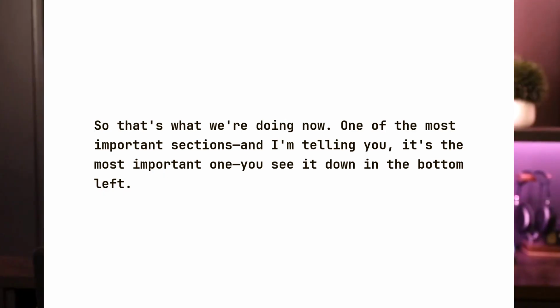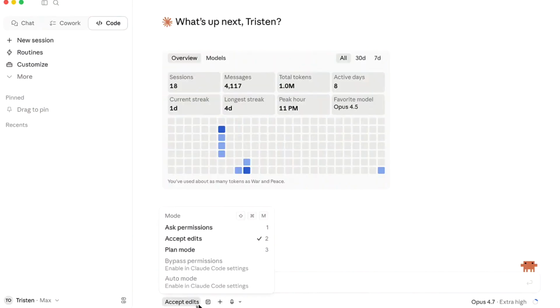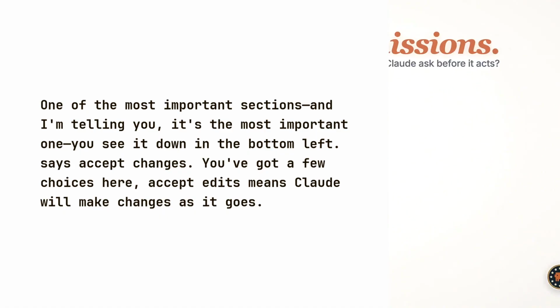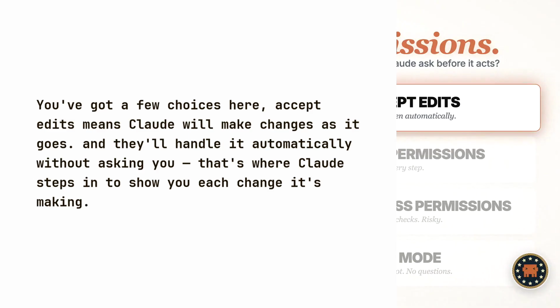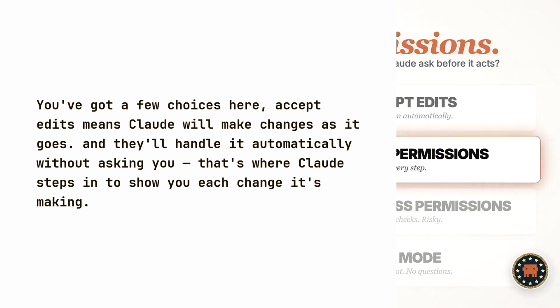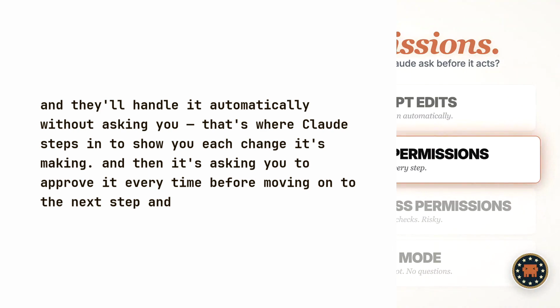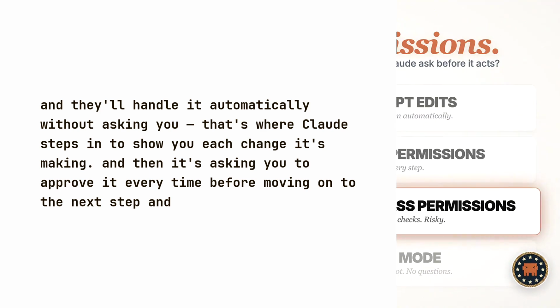One of the most important sections, and I'm telling you, it's the most important one. You see it down in the bottom left, says accept edits. You've got a few choices here. Accept edits means Claude will make changes as it goes, and handle it automatically without asking you. Ask mode is where Claude steps in to show you each change it's making, and then it's asking you to approve it every time before moving on to the next step.